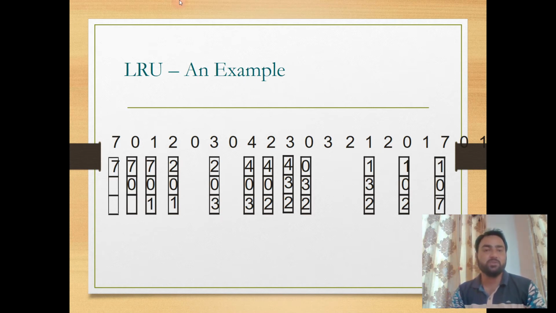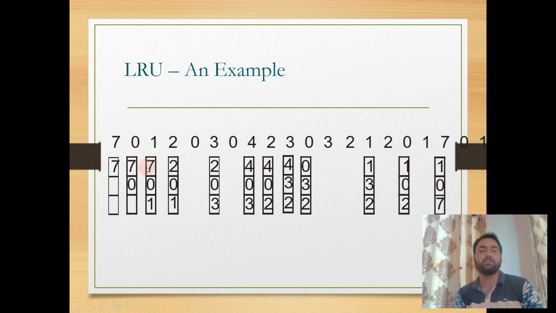So first we put page 7 into the free frame, then page 0 into the second free frame, then page 1 into the third free frame. Then comes page 2. So we'll check the past history of the usage of the pages. In the previous list, the page that has been referenced least recently will be replaced. So 1 is recently referenced, 0 is recently referenced. So we will replace page 7 with page 2, as it is the least recently used.